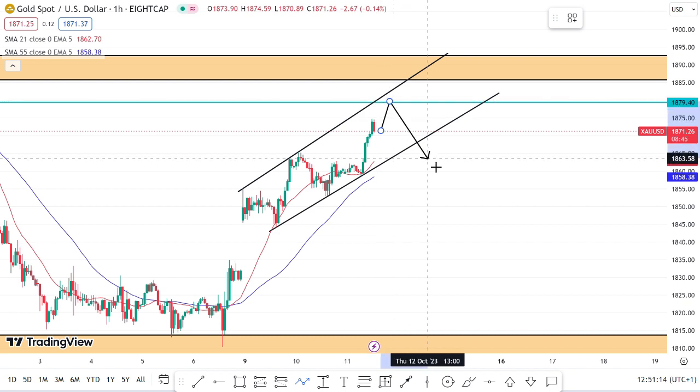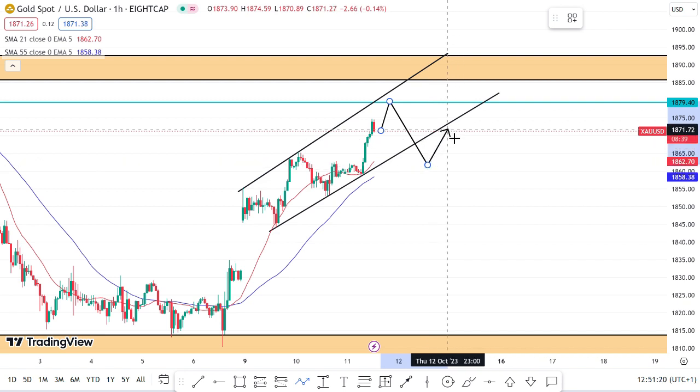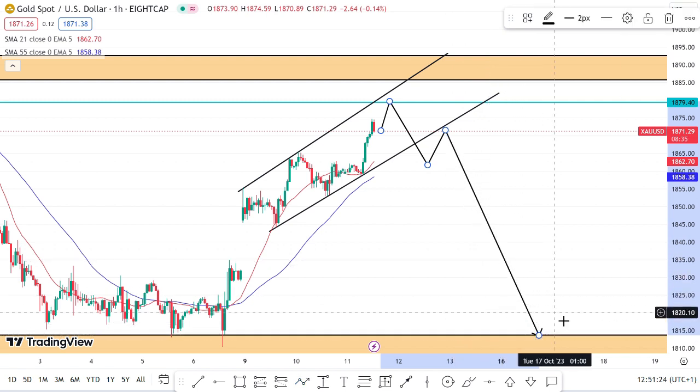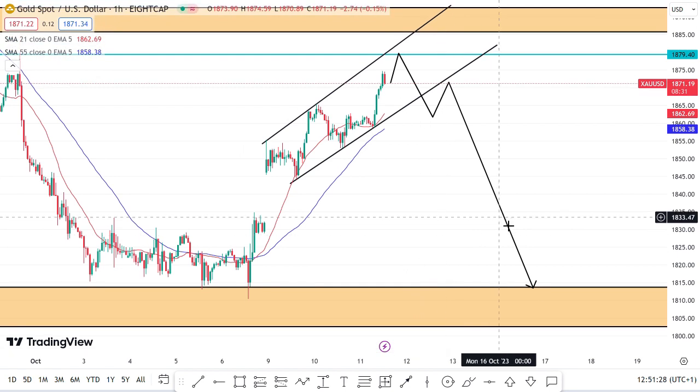and boom. Once we have a break, we are not going to enter immediately. We are going to wait for a pullback. Once we have our pullback, we ride it, guys. So that's it with the 1-hour time frame.